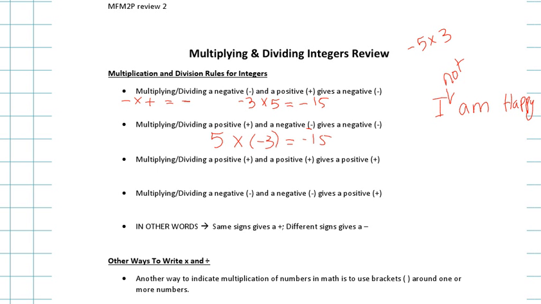If you're multiplying a positive and a positive, is this math? Yes, it is. If you're multiplying a positive and a positive, have a seat. It's going to be a positive.